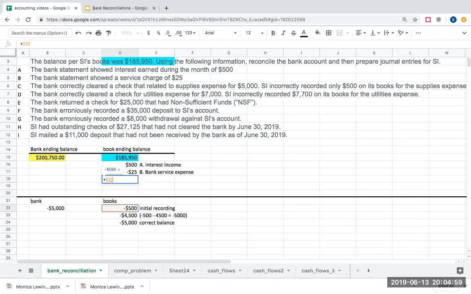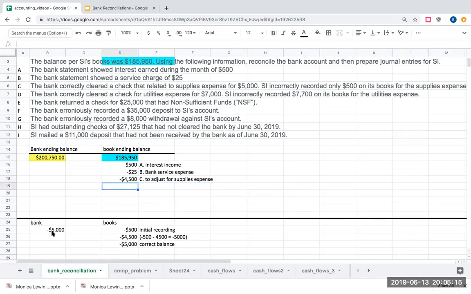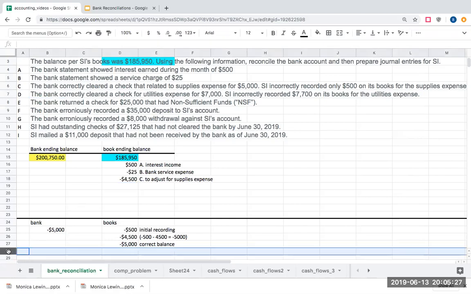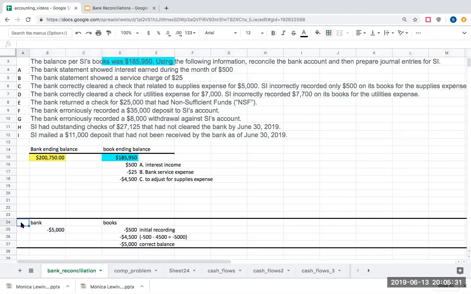So we're going to call this letter C, to adjust for supplies expense. And how can this happen? Well, if someone is manually writing out the checks, they may have written out something for $5,000, but then recorded it in the ledger for only $500. There's a lot of things you can do to prevent that, but do these kind of things happen all the time? Okay, so over here, letter D. So we're now going to our next error.